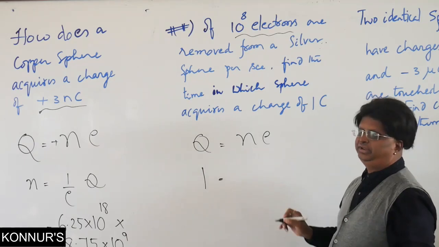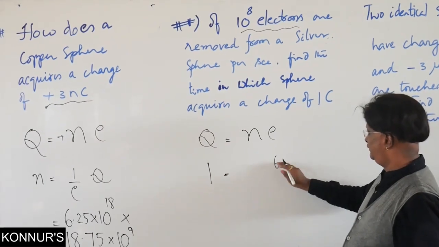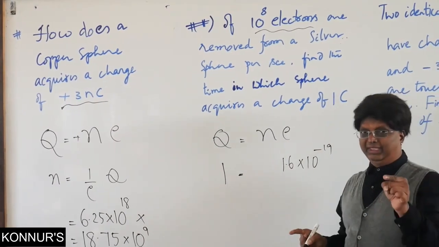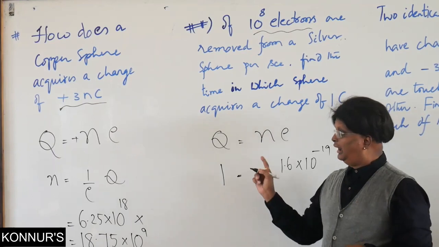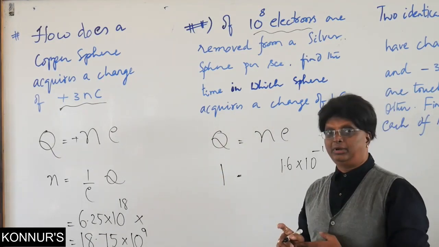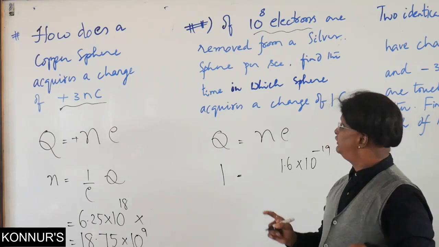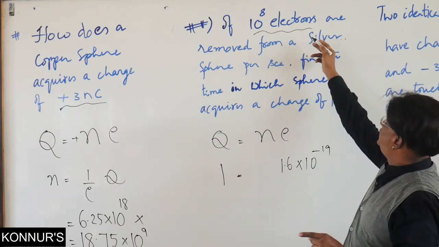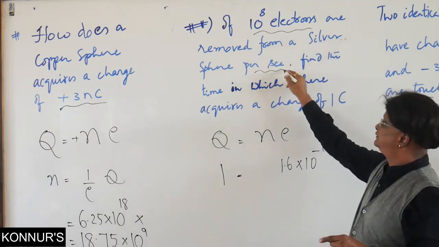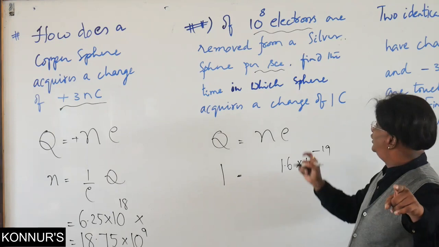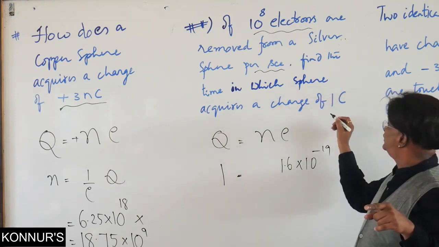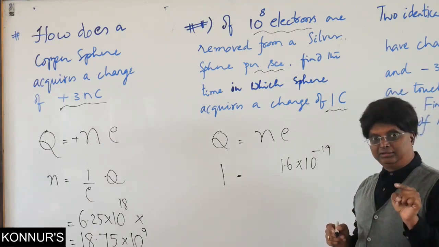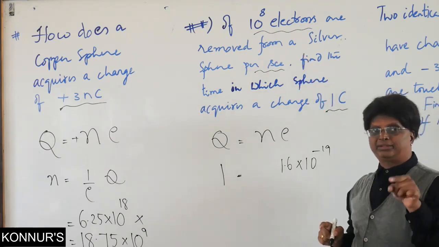Now we know this value of E, of course, as 1.6 into 10 raised minus 19. Now what about this N? This is the key. Earlier we found the value of N and we got some number. But here N is not 10 power 8. Why? Because it is said that 10 raised 8 electrons are removed per second. That is only in 1 second. Now we need the time in which it acquires a charge of 1 coulomb. Therefore now we need T. Therefore this 10 power 8 is only per second.